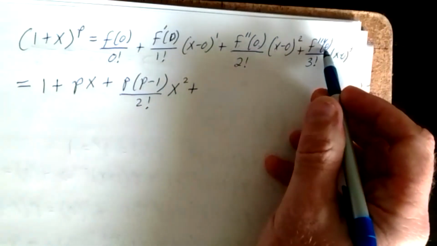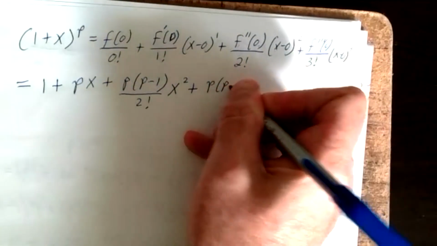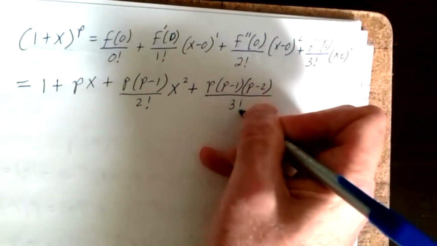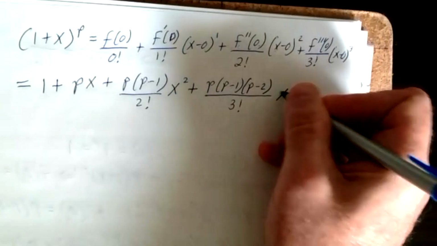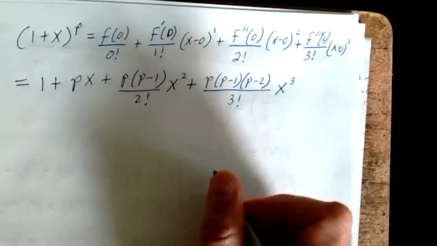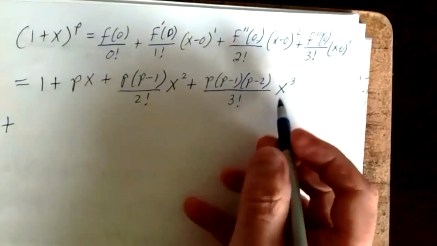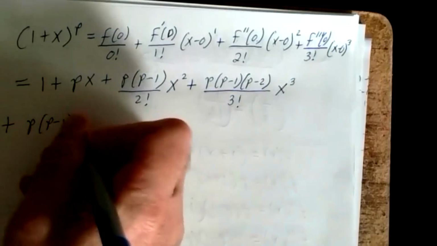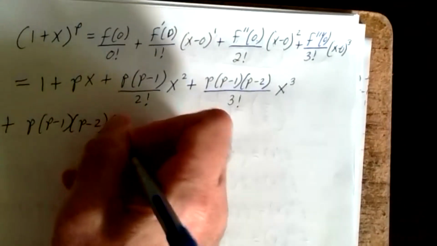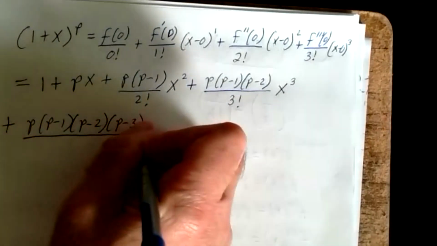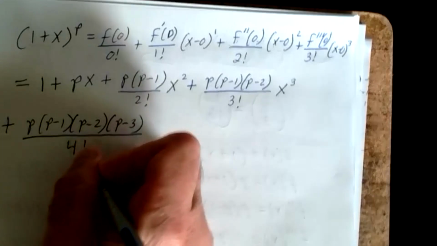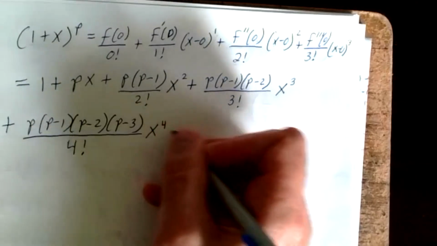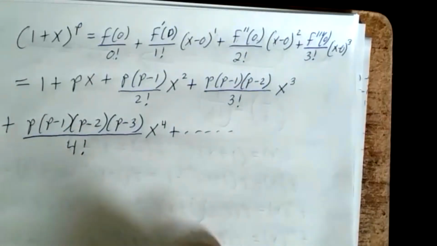Plus the third derivative evaluated at 0 was p times p minus 1 times p minus 2, divided by 3 factorial, times x minus 0 cubed, which is x cubed. And you could go on forever with this. Plus the fourth derivative evaluated at 0 was p times p minus 1 times p minus 2 times p minus 3, divided by 4 factorial, times x to the 4th power. Plus on and on this goes forever.